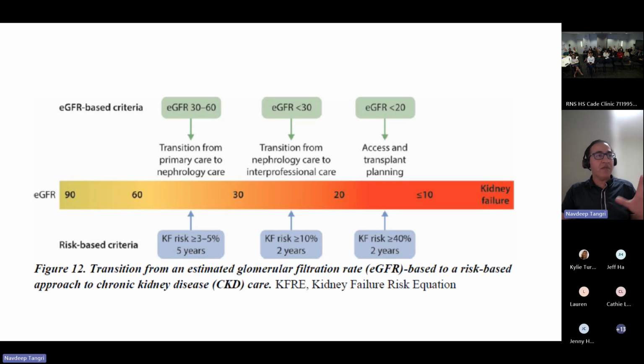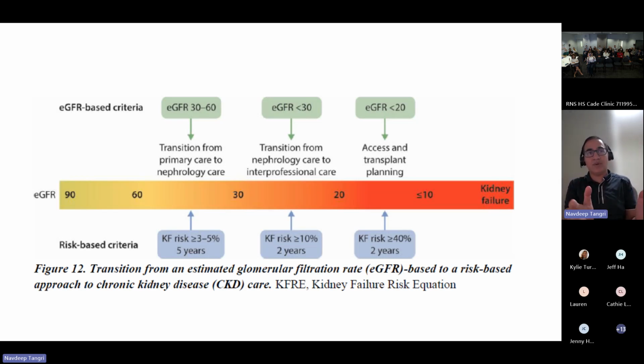Here's KFRE versus eGFR for decision making. This is a graphic from the guideline. So eGFR 30 to 60, usually used to transition from primary care to nephrology care, make that kidney failure risk greater than 3 to 5% over 5 years. eGFR less than 30, transition from nephrology care to interprofessional care, make that kidney failure risk greater than 10% over 2 years. eGFR less than 20 used to be access and transplant planning, make that kidney failure risk greater than 40% over 2 years. So what happens if you actually put this into practice?